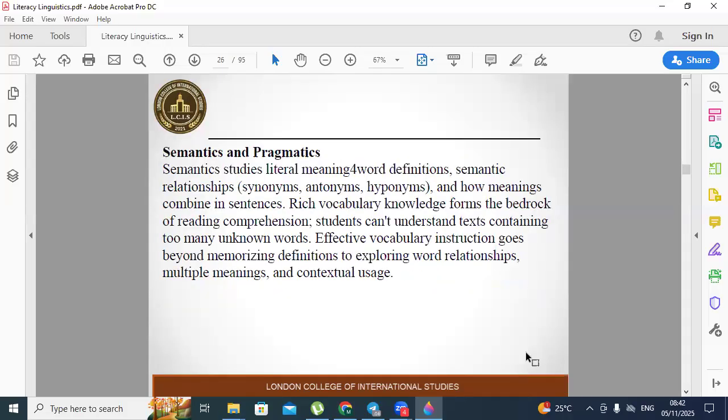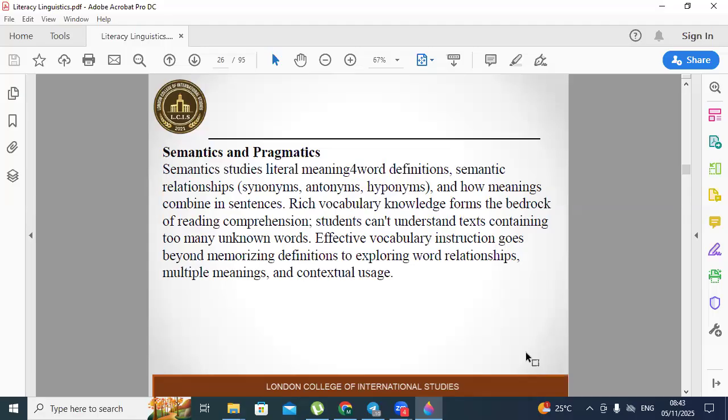Semantics and pragmatics. Finally, let's examine semantics and pragmatics, the meaning systems in language. These are perhaps the most intuitive linguistic components for teachers, but they deserve careful attention. Semantics studies literal meaning, word definitions, semantic relationships like synonyms and antonyms, hypernyms and hyponyms, and how meanings combine in sentences.